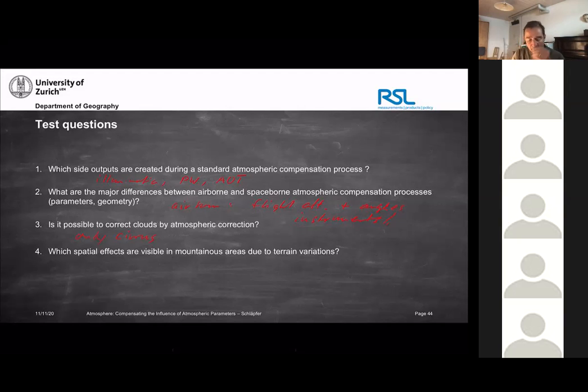Spatial effects in mountain areas due to terrain elevation, that's illumination again, plus a little bit of the dust in the valleys, which could be visible, the bluish stuff at lower altitudes. So it's the height of the terrain plus the illumination which is applicable. Yeah, that's for repetition.